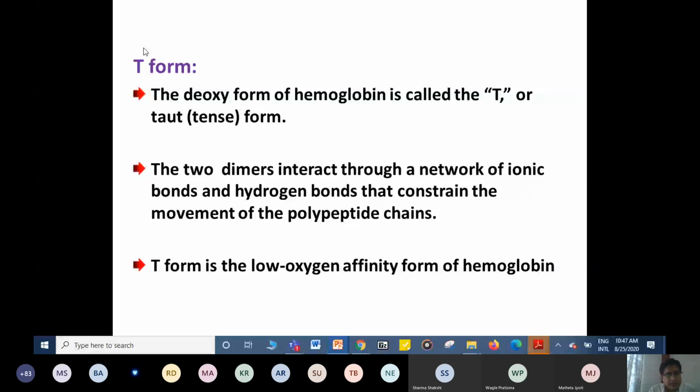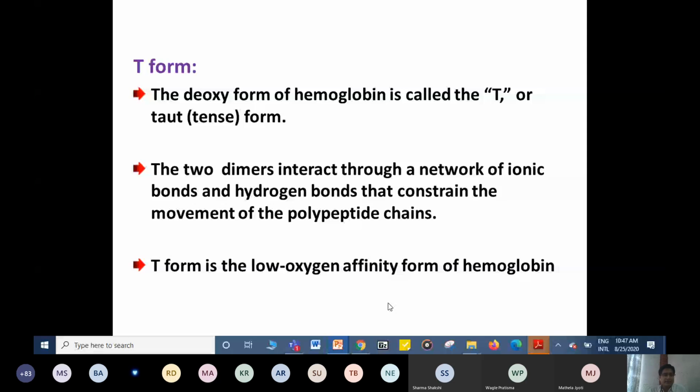Okay, we have already studied this T form. The deoxy form of hemoglobin is called the T form, or the tau form, or the tense form. The two dimers interact through a network of ionic bonds and hydrogen bonds that constrain the movement of the peptide chain. The T form is the low oxygen affinity form of hemoglobin.